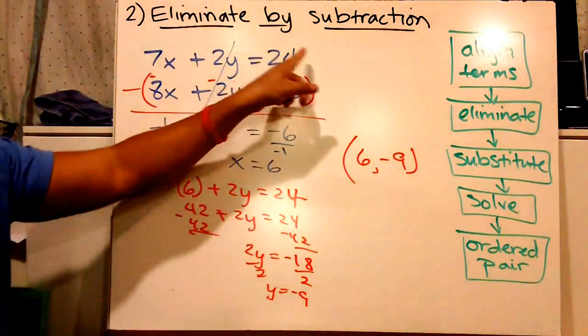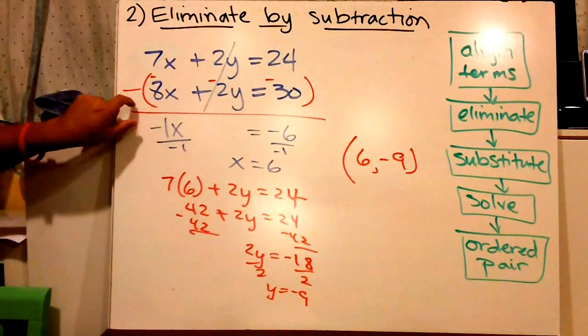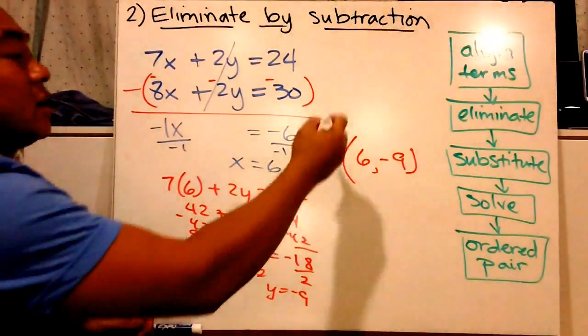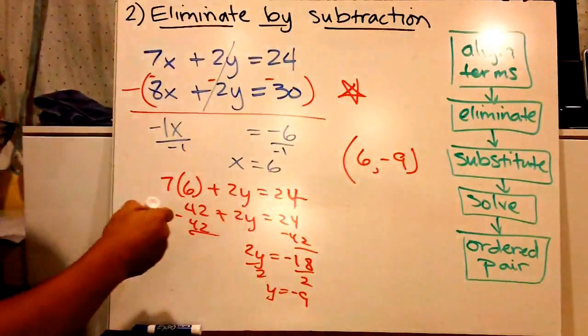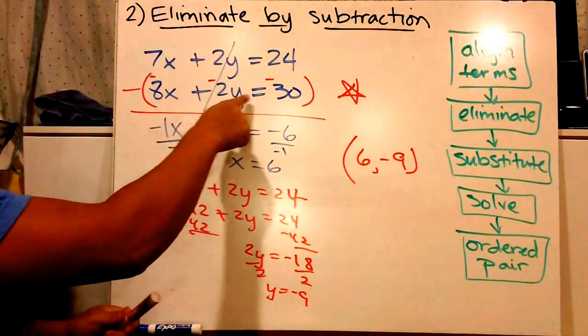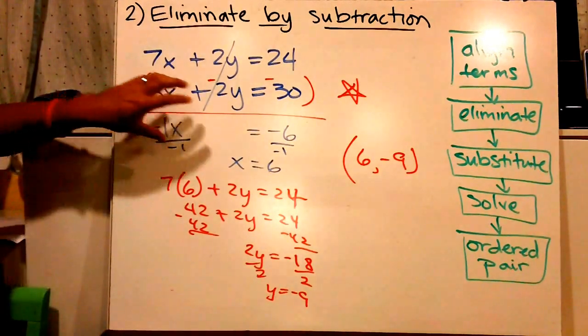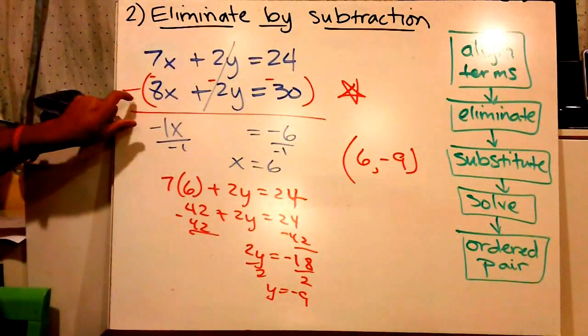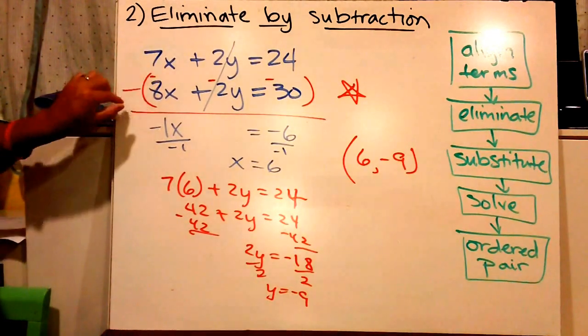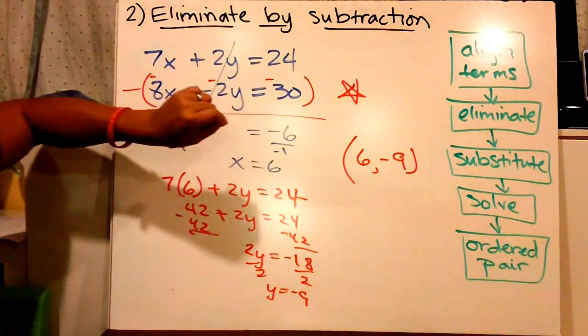Alright, so this one was elimination by subtraction, and don't forget this part right here, and I'm going to go ahead and put a star right here. Very important that you change everything up, okay? You didn't have to do that for addition because when you add, everything just kind of stays the same. It's when you subtract, you are actually subtracting this term, subtracting this term, subtracting this term, okay?